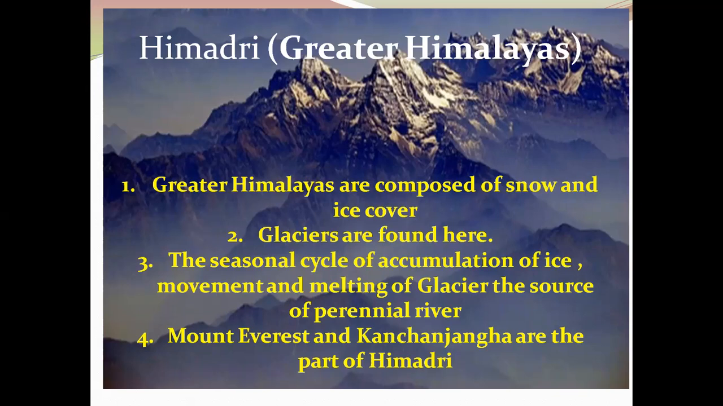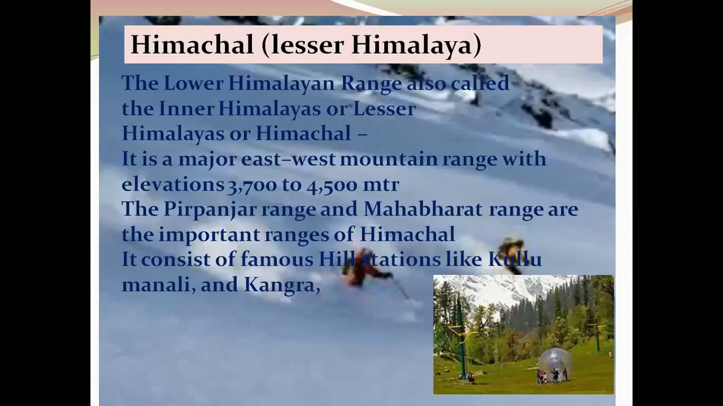And the highest peak in the world, Mount Everest, is also part of the Himadri. Remember. So an example of Himadri or Greater Himalaya is Mount Everest. Another one is the Kanchenjunga. They are the main part of the Himadri. Next, as we know, it is the Himachal or Lesser Himalaya. It is lower than the Himadri. So the second part, its height is nearly 3,700 to 4,500 meters. So the Pir Panjal range and Mahabharat range are the important mountains of this area.